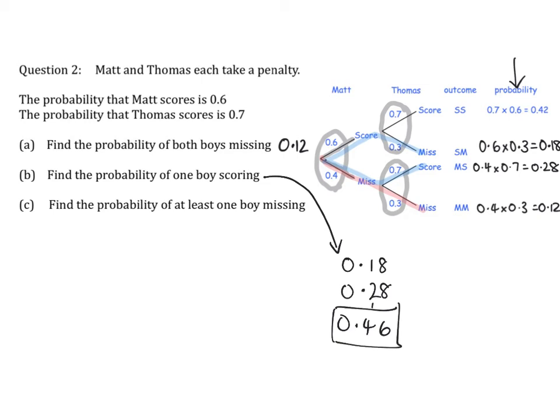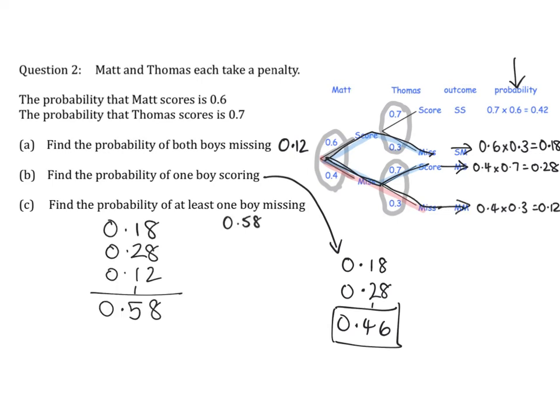So that means this one, because it's at least one. So it could be both. So it's all three of them. So that answer would be 0.58.